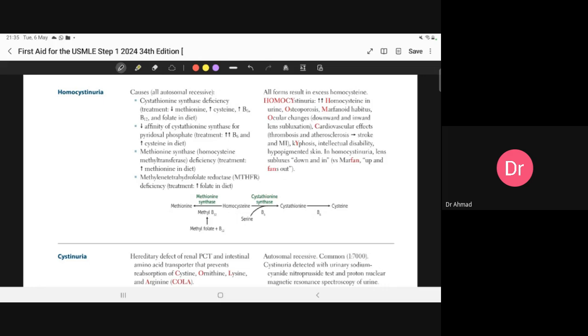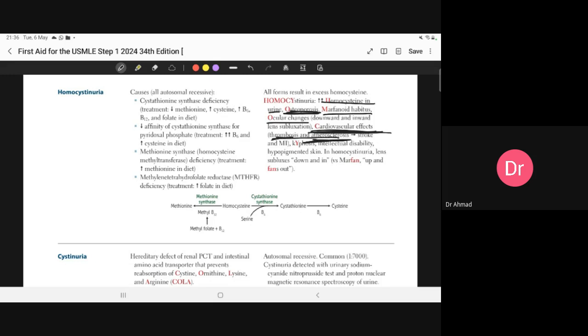With homocysteine, you can see homocystinuria. You can see osteoporosis, which is very high yield. You can just remember it. It leads to osteoporosis. It has Marfanoid habitus. That's why it's also confused with Marfan syndrome. It can lead to ocular changes in which you have downward and inward lens subluxation. If you remember Marfan, it's outward and upward dislocation. Cardiovascular diseases are very common here, like thrombosis, atherosclerosis. This is very high yield.